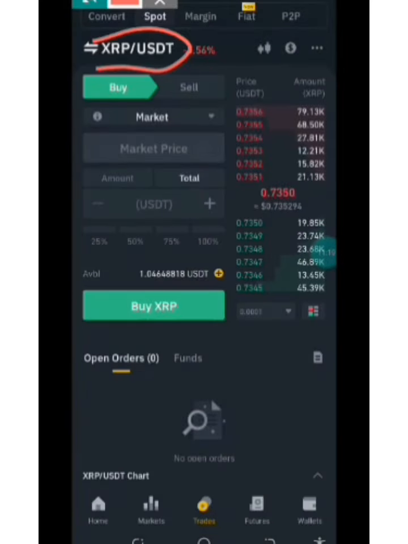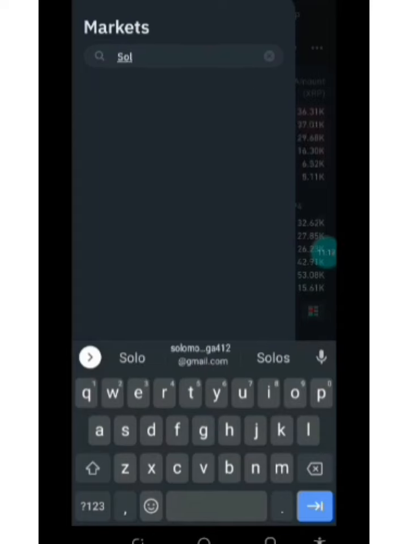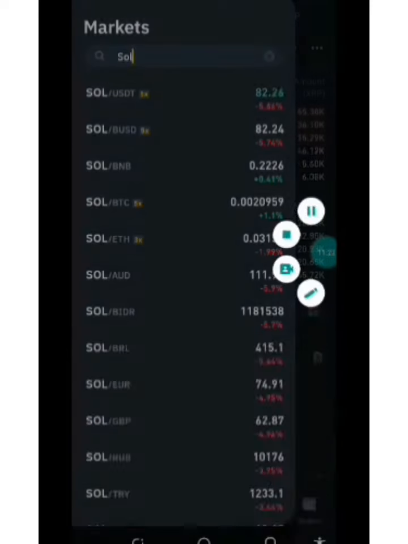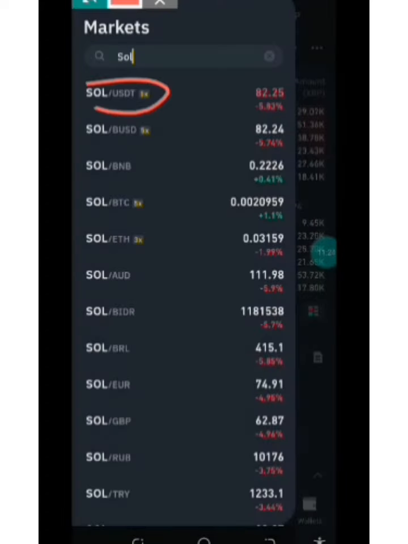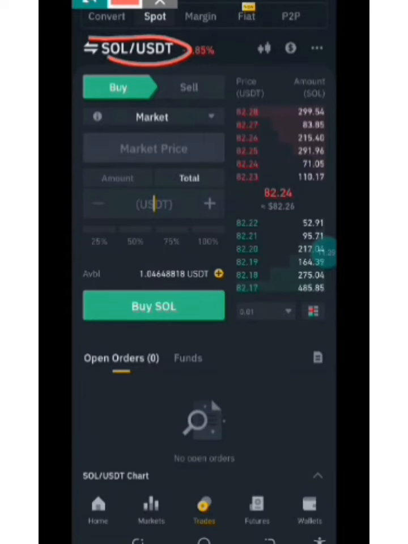Currency pairs. If I want to change this XRP to something else, I just click that up and search for what I want to buy. Let me see, I want to buy Solana. You can see it here, Solana USDT. Just click on it. Bam, that's changed to Solana USDT. So that's about trading.